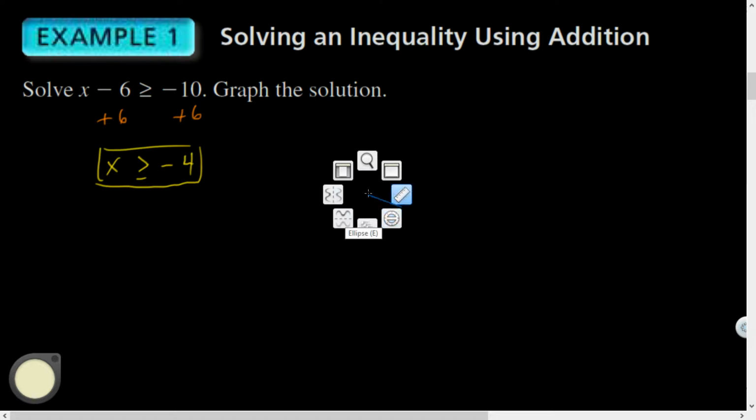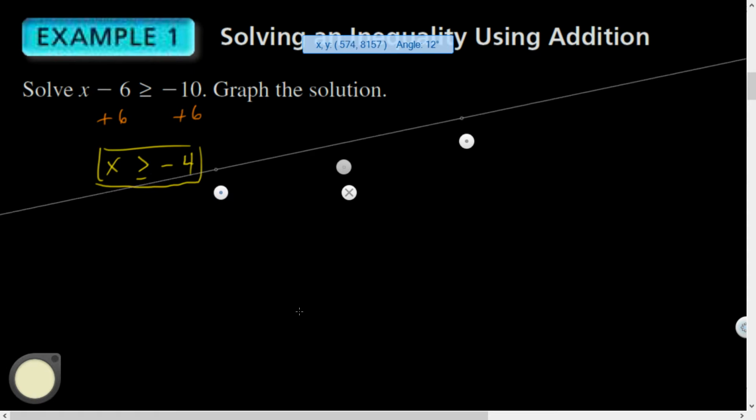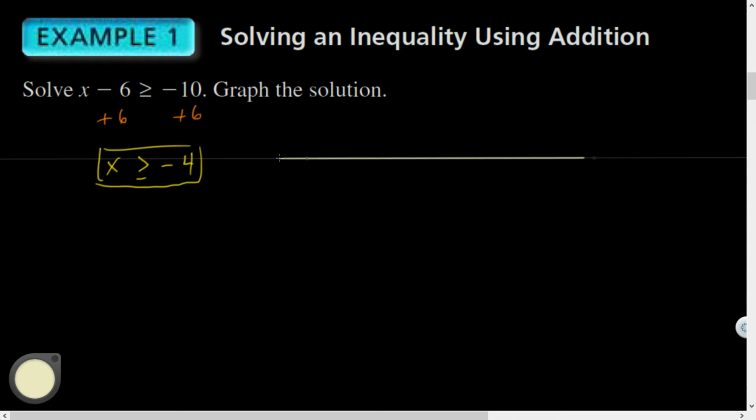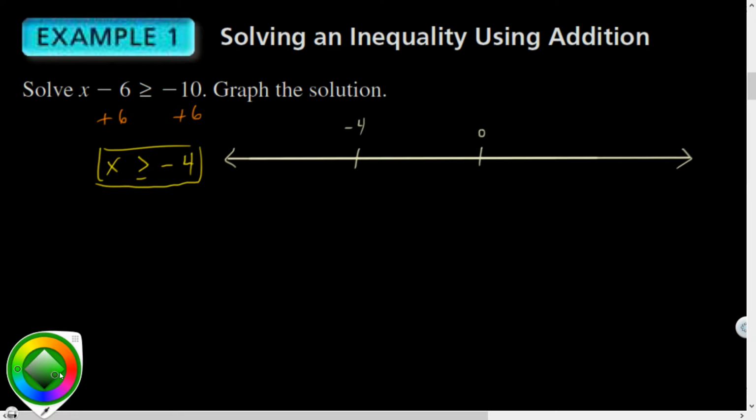Let's see. Should I pull up my... Here we go. I'll draw a nice number line here. That looks good enough. Look at this beautiful number line. Gorgeous number line right there. I'll throw a 0 here, and negative 4 seems like a point of interest to us. And let's graph our solution set.